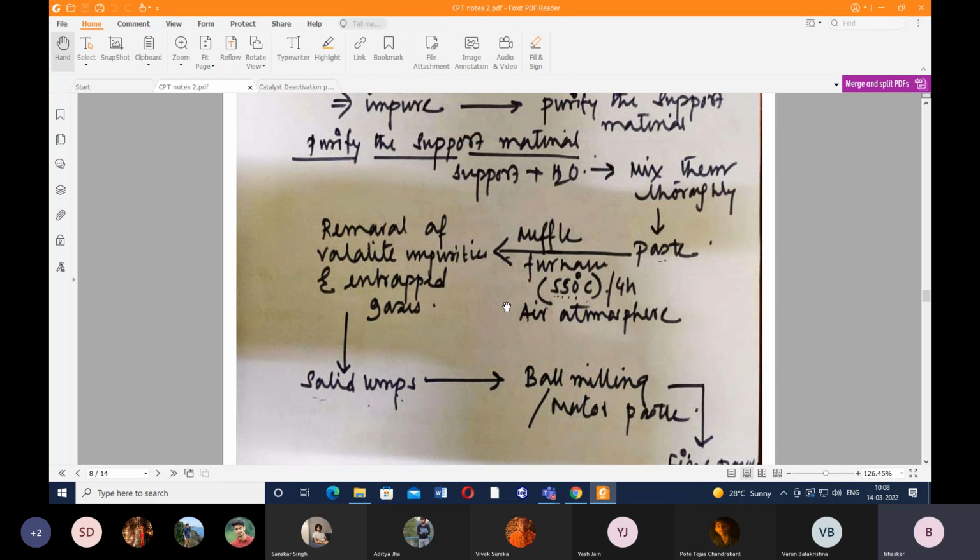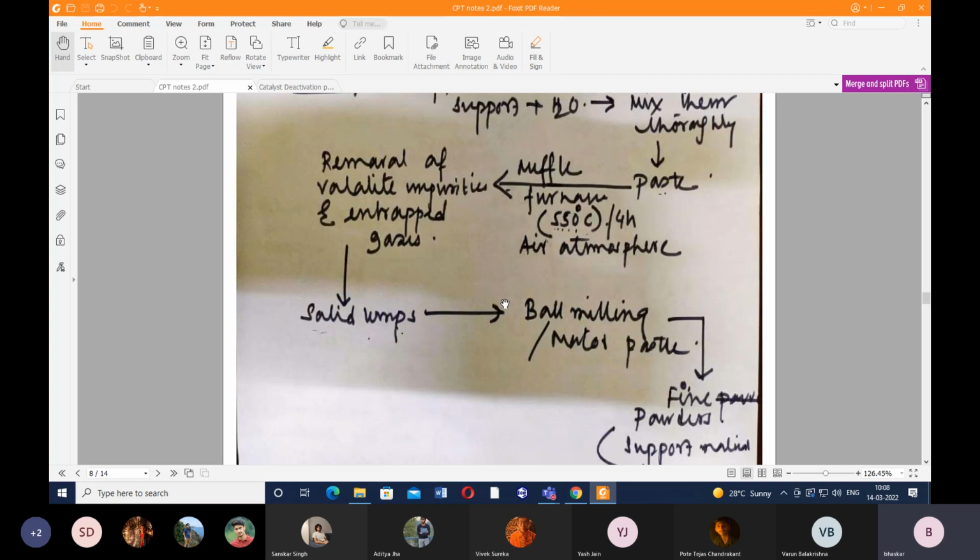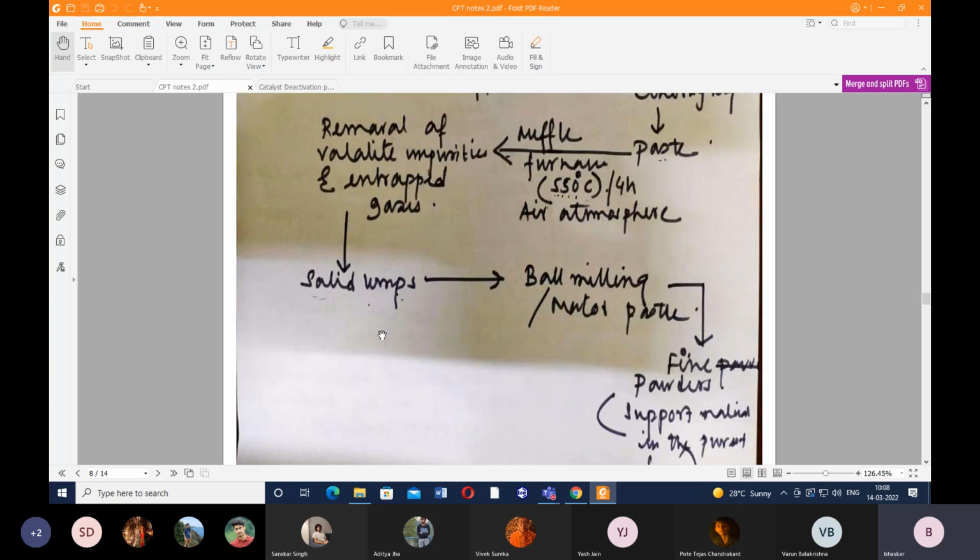The support material we obtain at room temperature is in lump form. But we cannot use a lumpy material, since then there will be fewer active sites available for the active metals to be deposited on. To avoid that, whatever solid lumpy material we obtain from the muffle furnace, we either go for ball milling or mortar and pestle.